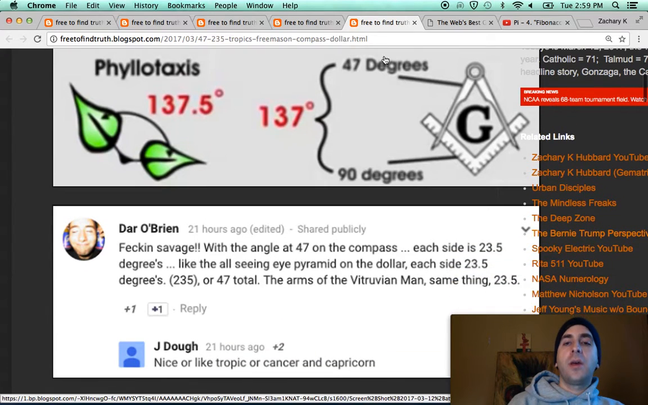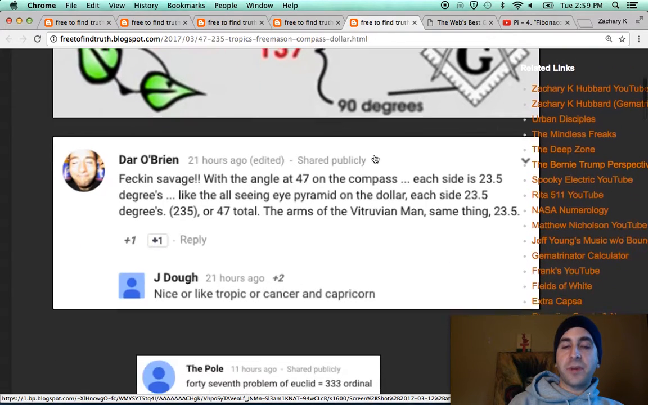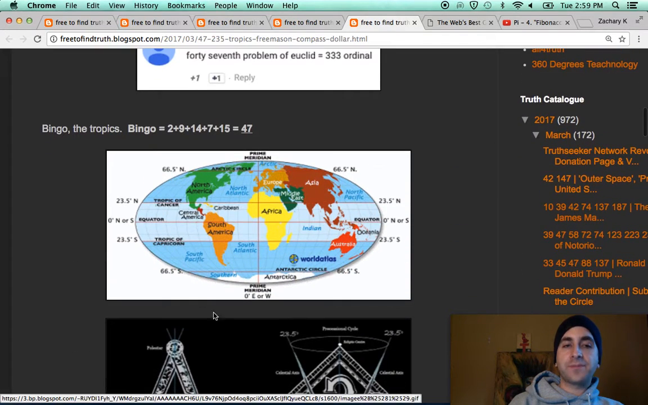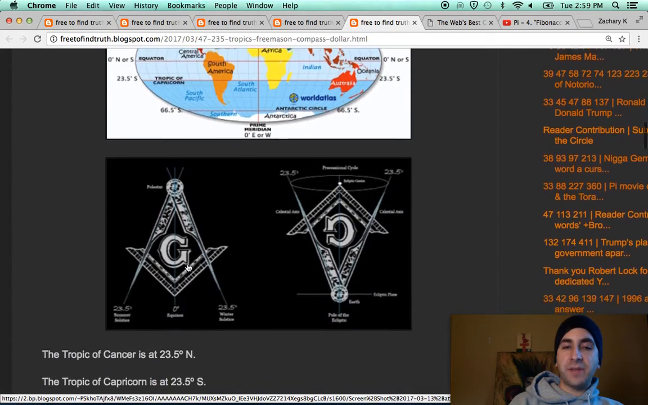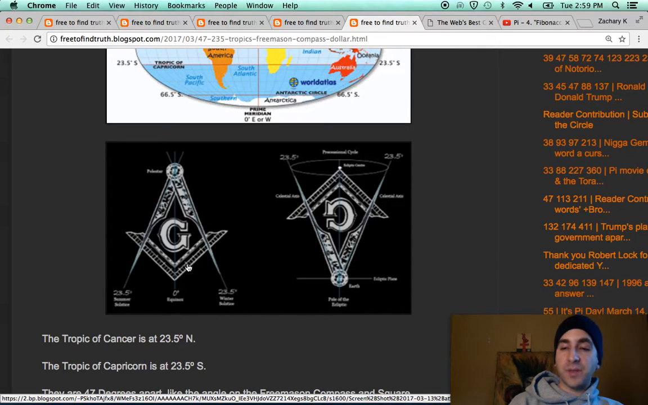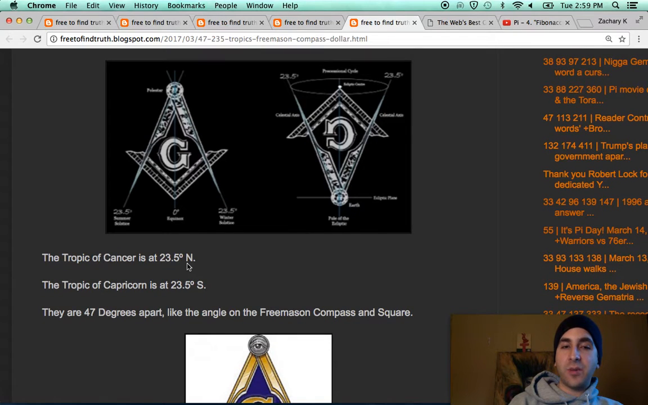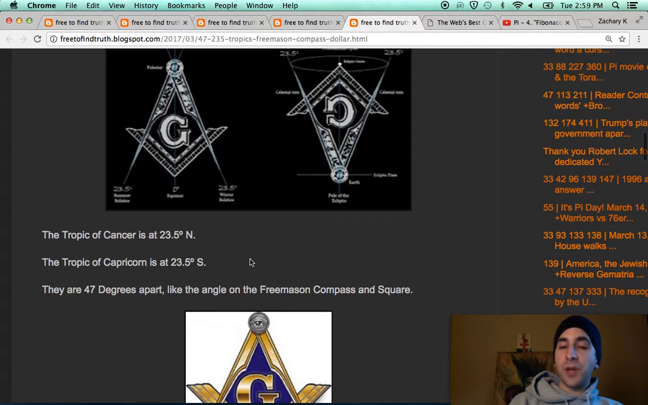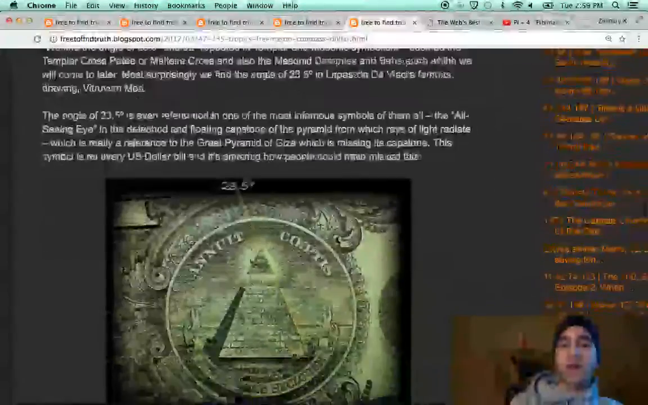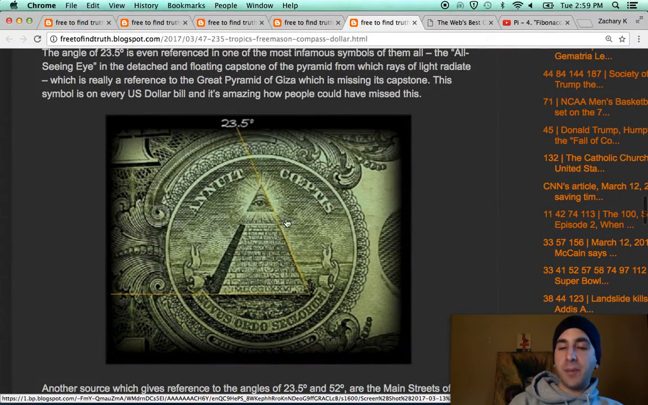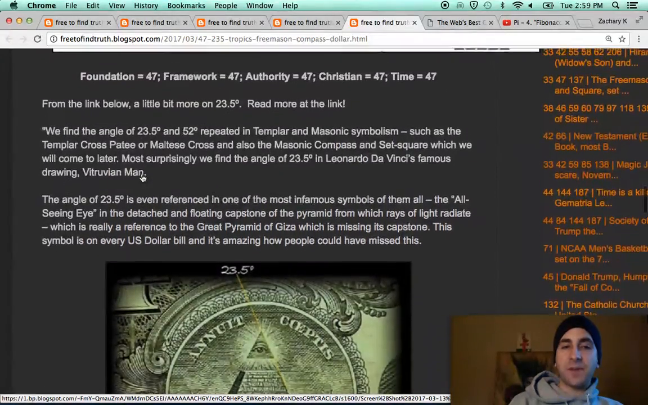Anyway, the 137 degrees of angles around the big G, which represents 33, 137, the 33rd prime. This all comes back to the tropics, the world we live in, the measurement of time, the Freemasons being the keepers of knowledge, having this knowledge, coding it into our language, not letting the masses know about it. With regards to these 23.5 degree angles, on the dollar bill, the all-seeing eye pyramid is at an angle of 23.5 degrees. And don't forget that annuit coeptus equals 58 like Freemasonry.